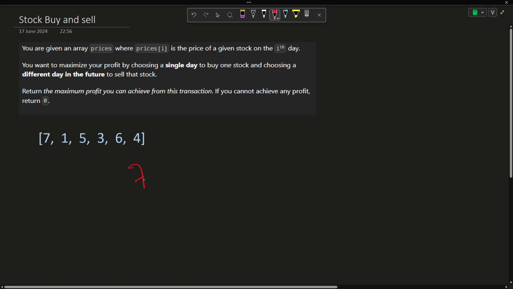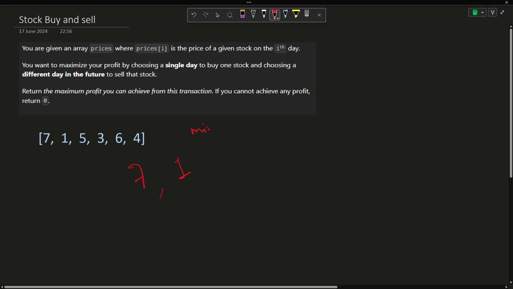We don't know, this is the first value, so let's say this is the maximum we are buying on this day. Then if we say 1, can we say this is the maximum? No, this is less than this. So this is not the maximum, but this is the minimum, right? And we need to buy on a day which is the minimum. Okay, so let's update that.